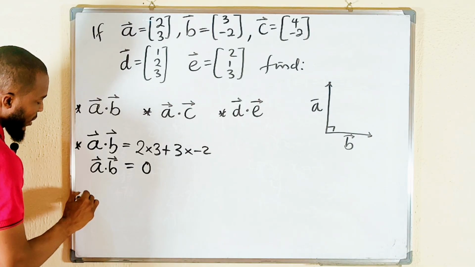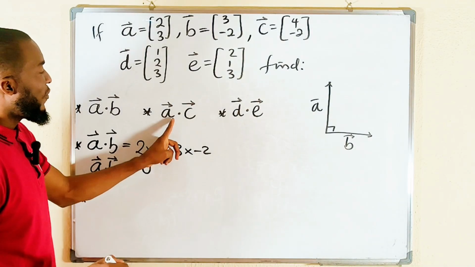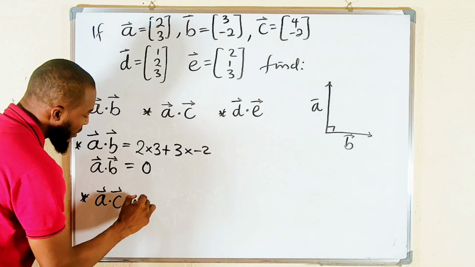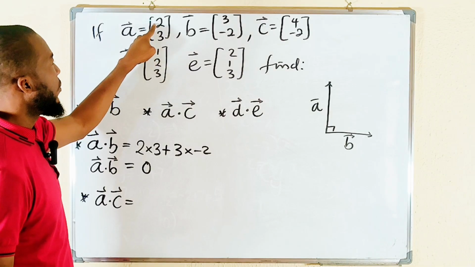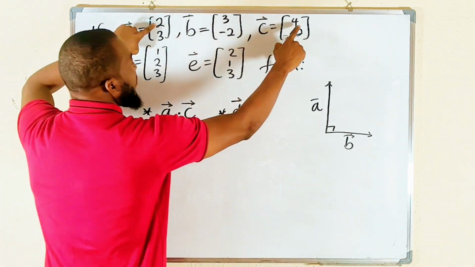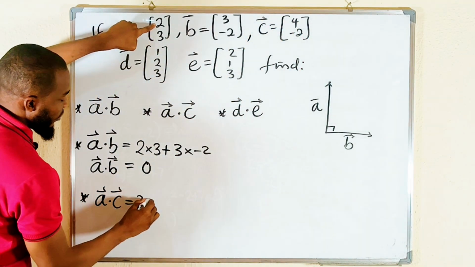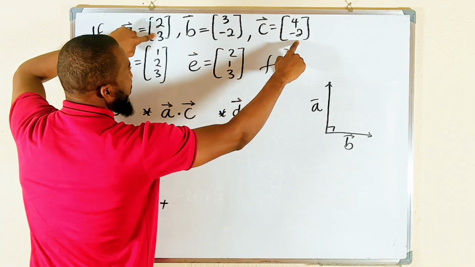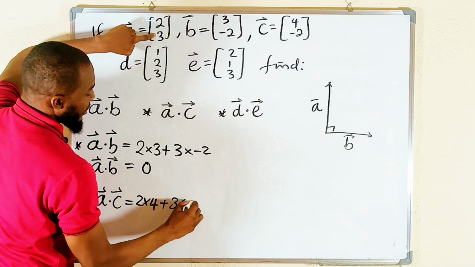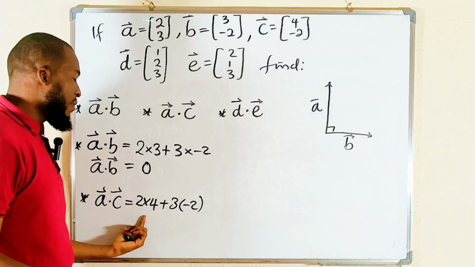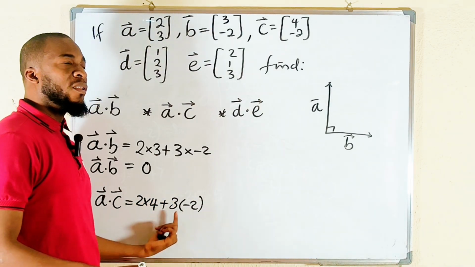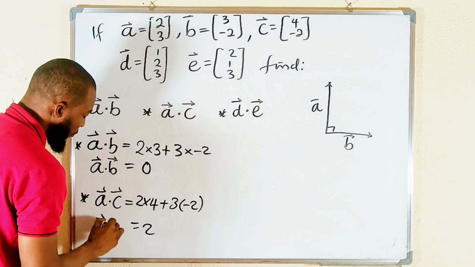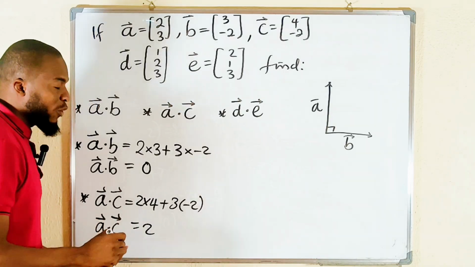This is the first one. The second one, we're asked to find a dot c. You take a x component, you multiply by another x component, which is 2 multiplied by 4. You add y. This is going to be 3 times -2. This is 8, right? But this is 6. 8 minus 6 is 2. All right. a dot c is equal to 2.